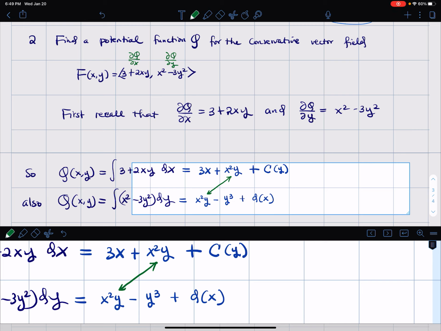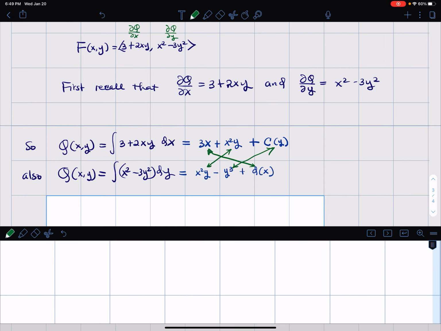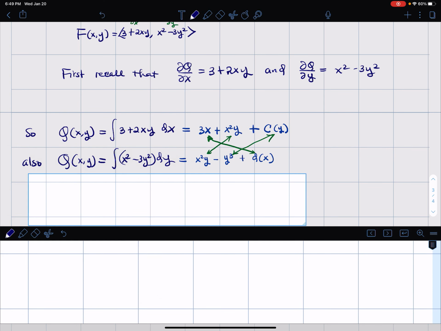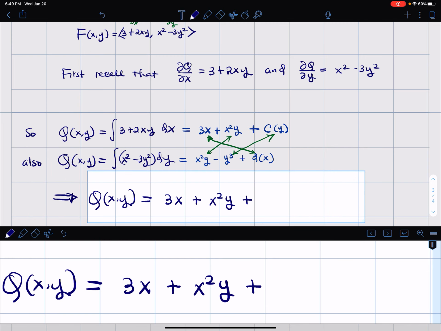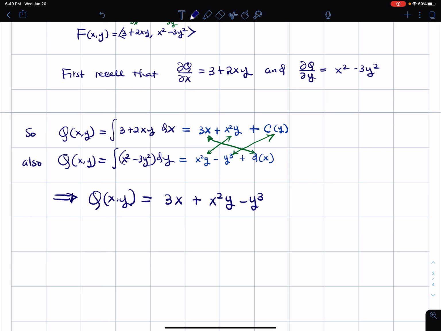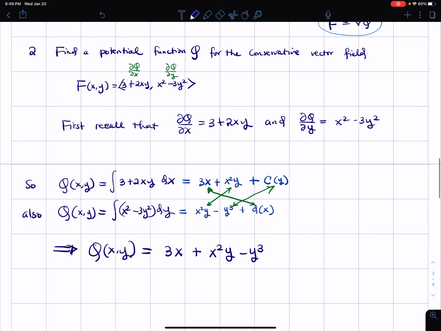So if we have a d of x here, that means this d of x must be equal to 3x, and this c of y must be equal to y cubed, since the two functions are equal. So if that's the case, our phi of xy, the potential function, will be equal to 3x plus x squared y plus d of x plus c of y, which is y cubed. Okay? So that's the function we're asked to find, and we just found it.